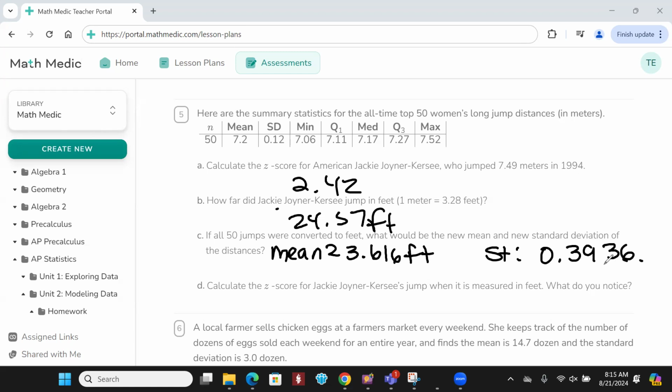All right. Calculate the z-score. What'd you get? 2.42. What do you notice? Because it's the same as what we got up here, right? So it's the same as when our units were measured in meters. Remember, the z-score really shouldn't change, even if you're going from feet to meters or whatever. It's still the same spread. We okay? Okay. Want to try 6, 7, 8, 9?